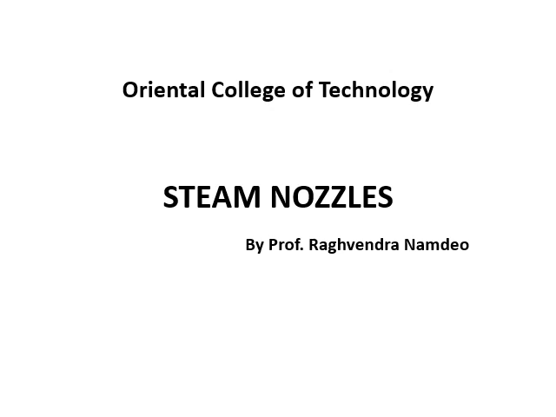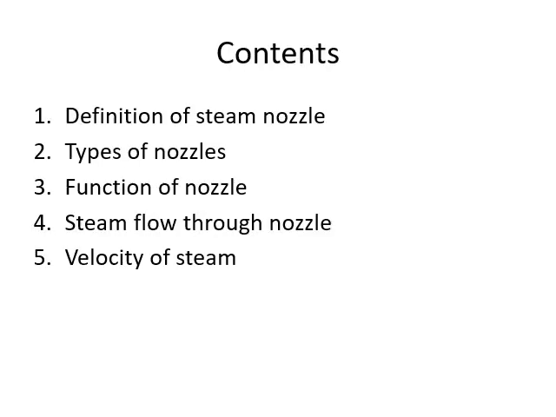This is the first of a set of video lectures on the topic of steam nozzles. In this lecture, we will start by defining a steam nozzle, then we'll discuss types of nozzles and the function of steam nozzle. Then we will try to understand the nature of steam flow through a nozzle, and finally we will apply the steady flow energy equation to derive an expression for the velocity of steam as it flows through the nozzle.